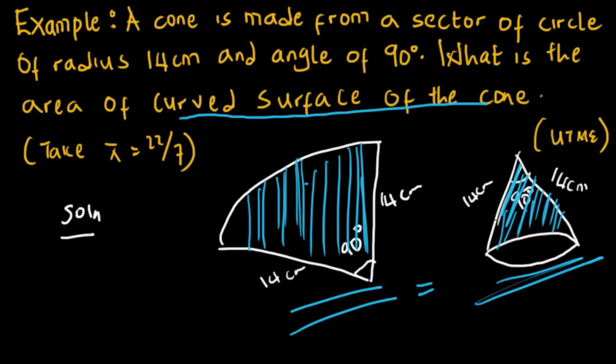Now someone might want to ask, why not just use the formula for the curved surface of a cone, which is pi RL? But in this case we don't know the radius, so we can't do that. So that's why it makes sense to just find the area of the sector, which is equal to the curved surface area of the cone. I hope you understand. Now let's solve.